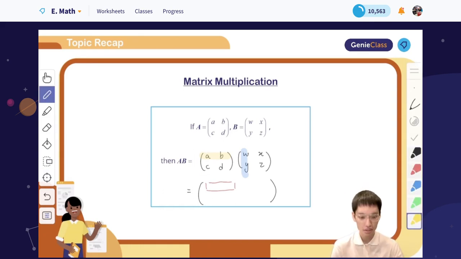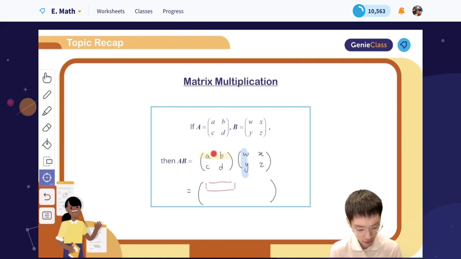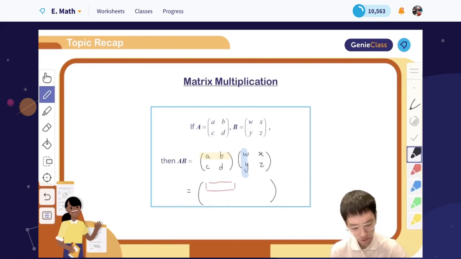Now I believe most of you got it over here. AW is one part, but take note when I multiply these two matrices, you still need to do one more part. Remember, top to top, and then bottom to bottom. So that's one thing to take note of. So it's actually AW plus BY.